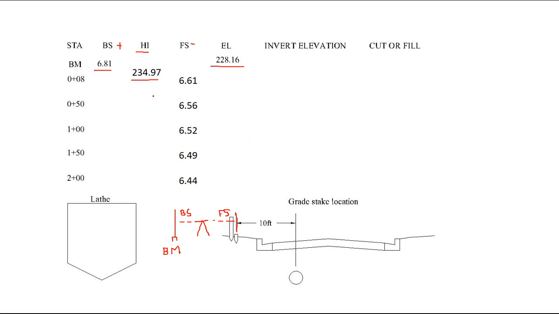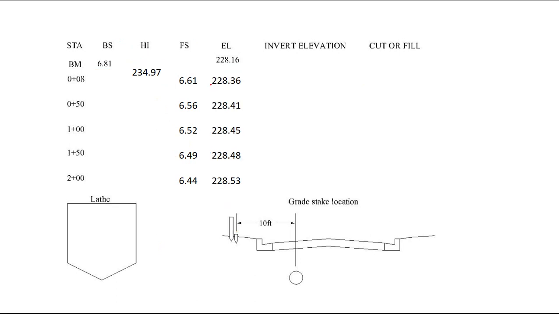Now if you remember from our lab, we didn't move the instrument. The instrument just stayed in one location and we moved the rod from hub to hub. What that means is we take 234.97 minus 6.61. Then we use the same HI and subtract off 6.56. Then we use that same HI of 234.97 and subtract off 6.52. 234.97 minus 6.49. 234.97 minus 6.44. So we just keep the instrument in one location and we move the rod. So we just subtract these numbers every time from 234.97. And if we do that, we'll get those elevations.